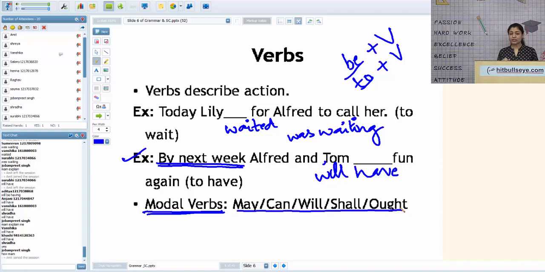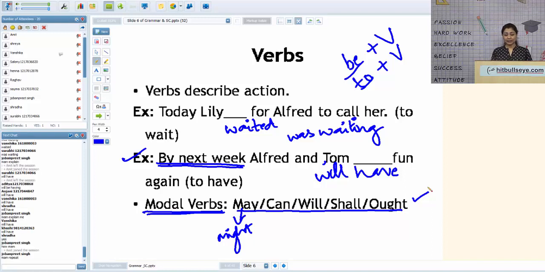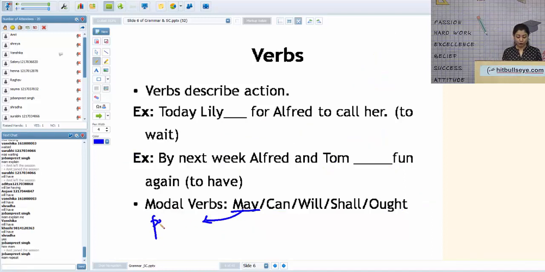These can be used as their forms as well. May or might. Can be used with could, will with would, shall with should. Ought remains as it is. Right? So what is the difference between may and can? So may denotes permission or request and can denotes ability.